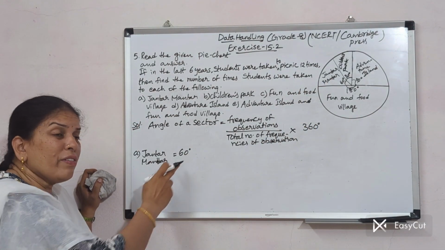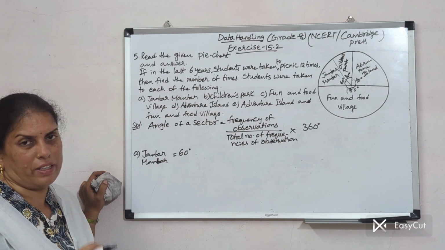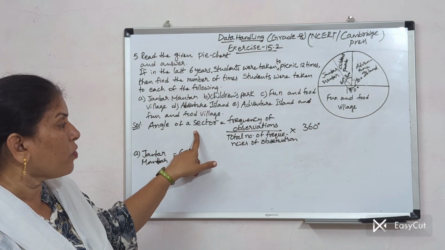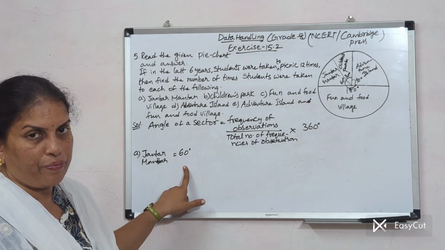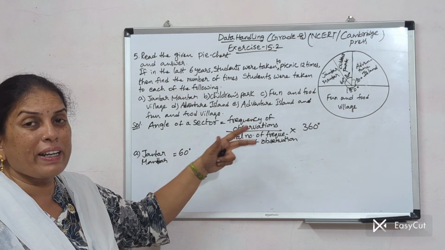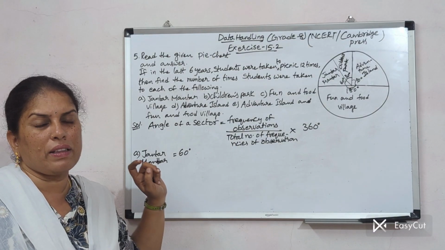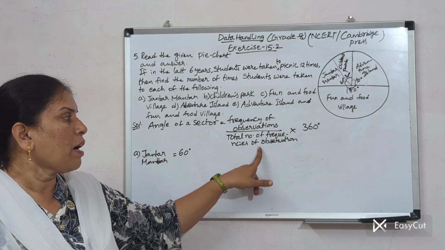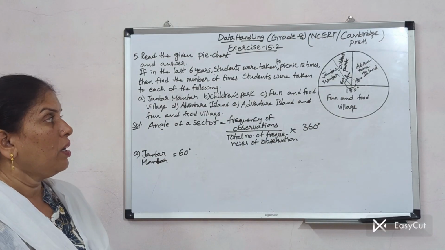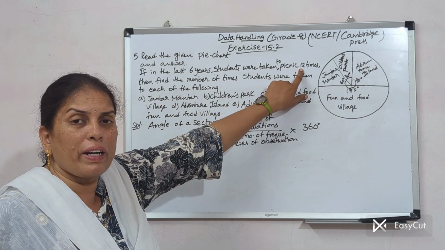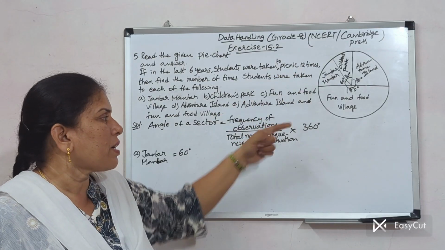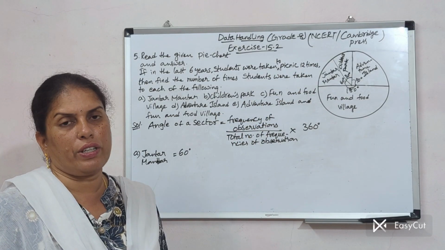Okay. We must convert these degrees into frequency. In place of angle of a sector, what can we substitute? 60 is equal to frequency of observations. How many times they went to Jantar Mantar? We don't know. By total number of frequencies of observation. What is the total number? How many times they went to picnic? 12 times. You must write down 12 here into 360 degrees.